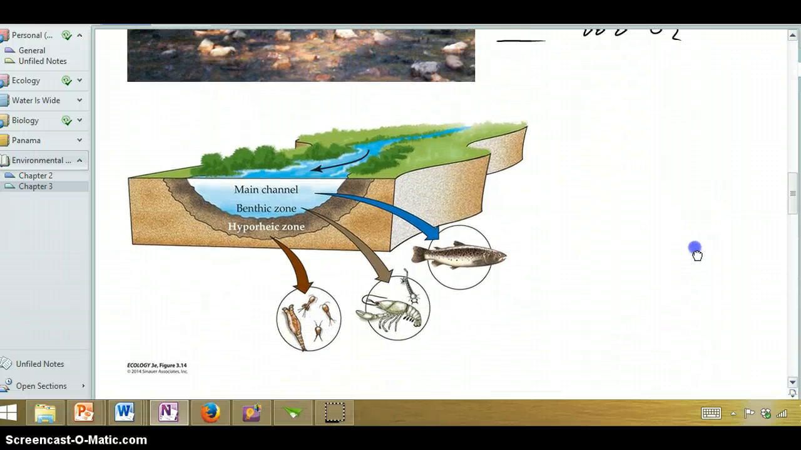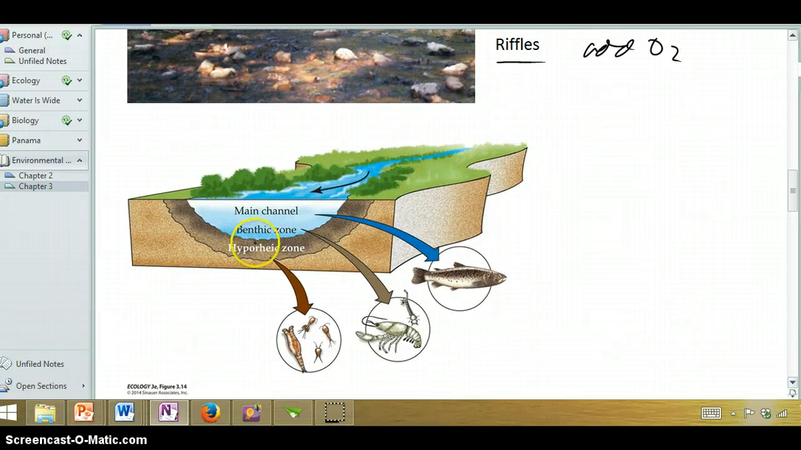So the river or stream will have the main channel where most of the water is, and it's moving. The bottom of the river or stream is known as the benthic zone. Don't worry about that term. We're not going to use that one. So you have types of animals that tend to live in the main part of the channel, a lot of fish, for example. And then the benthic zones, the bottom-dwelling organisms like crayfish and other creepy crawly things, if you will.